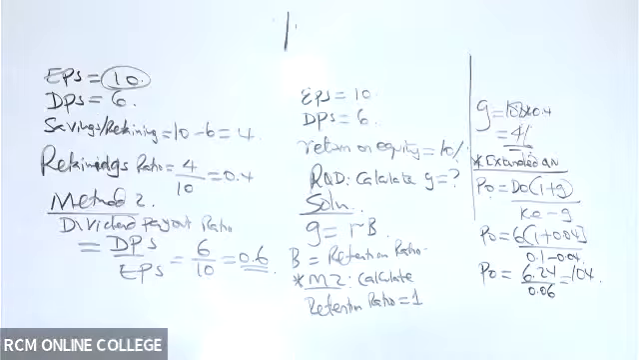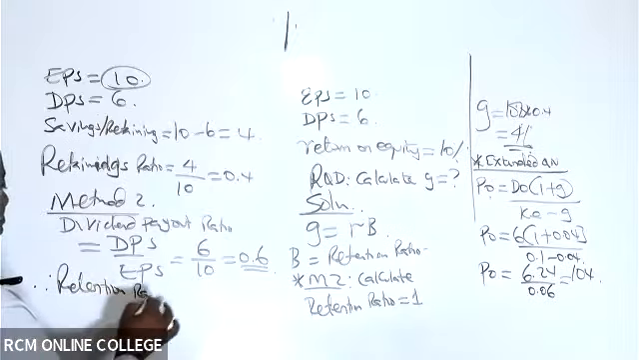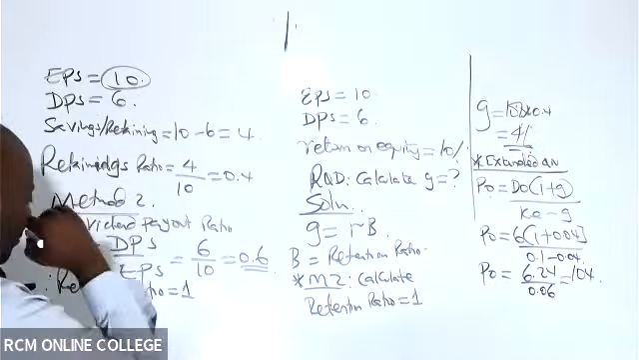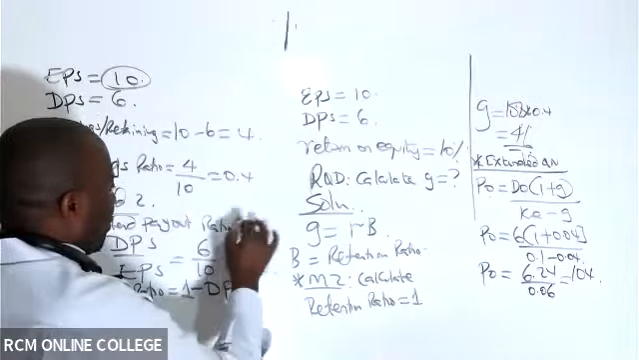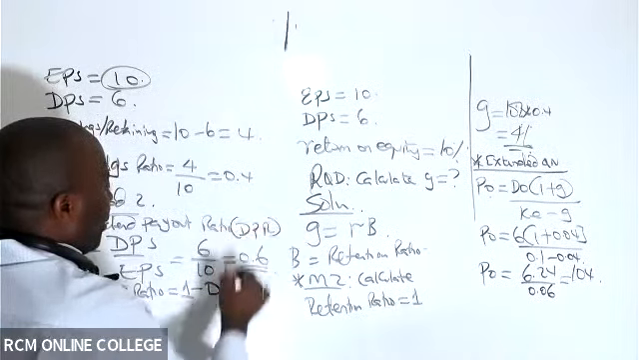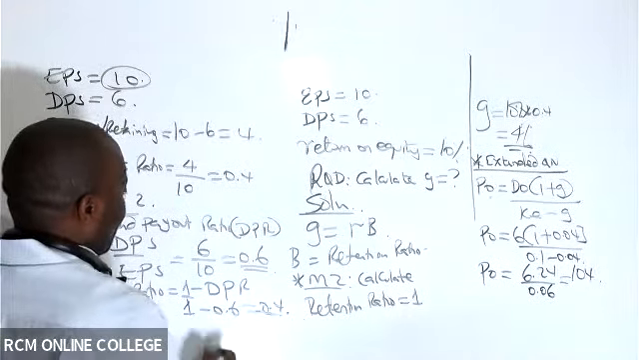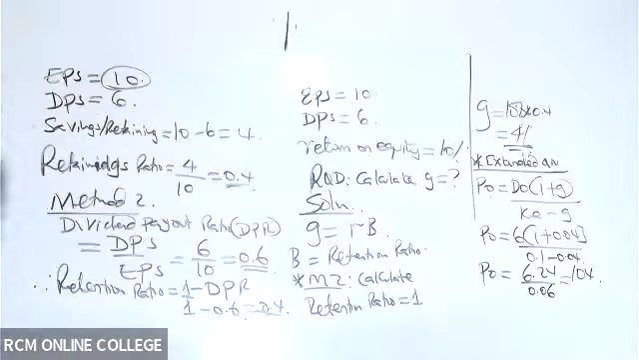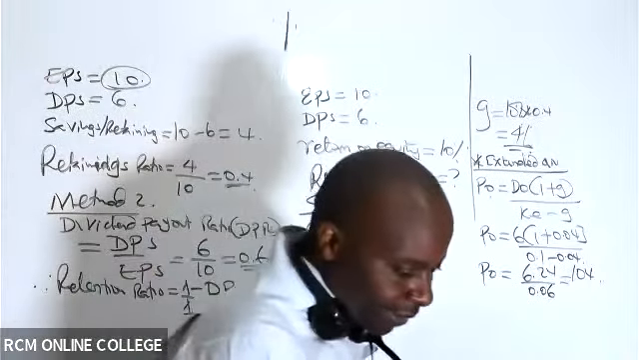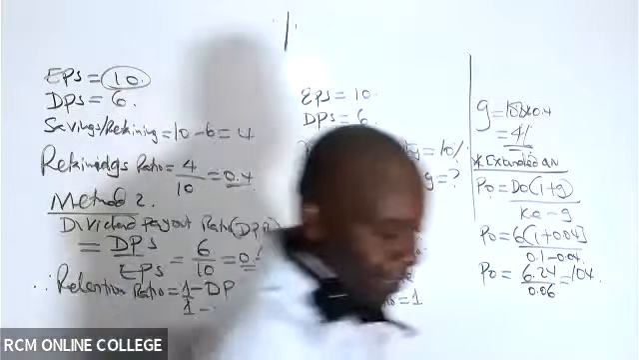So we are paying 60%, and how much are we retaining? Therefore, the retention ratio will be equal to 1 minus the dividend payout ratio, which is 1 minus 0.6, which gives us 0.4, same as 40%. DPS is dividend per share.